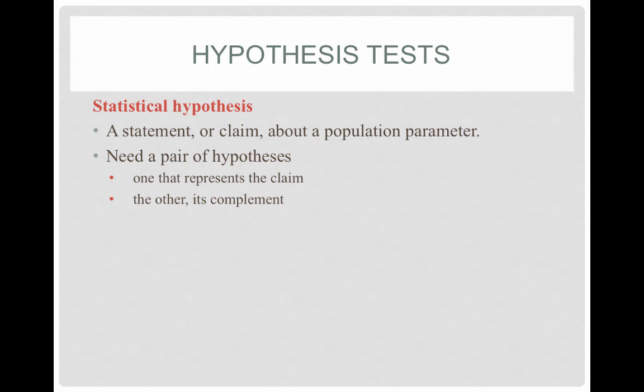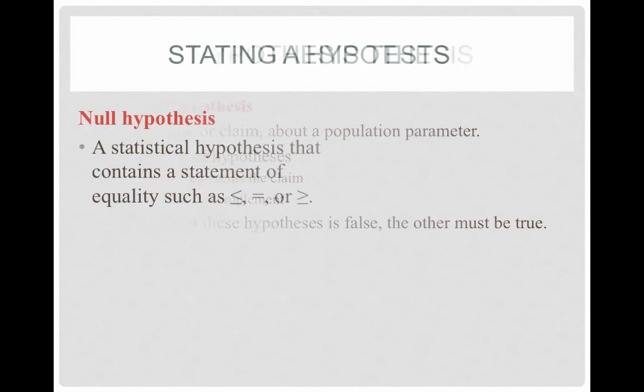All right, and so regardless of what we're going to have a statement or claim about, we're going to need two hypotheses. With one of these hypotheses, when one is false, the other one must be true. All right, well, that's duh, right? I mean, we have two hypotheses. One is going to be true and the other one is going to be false.